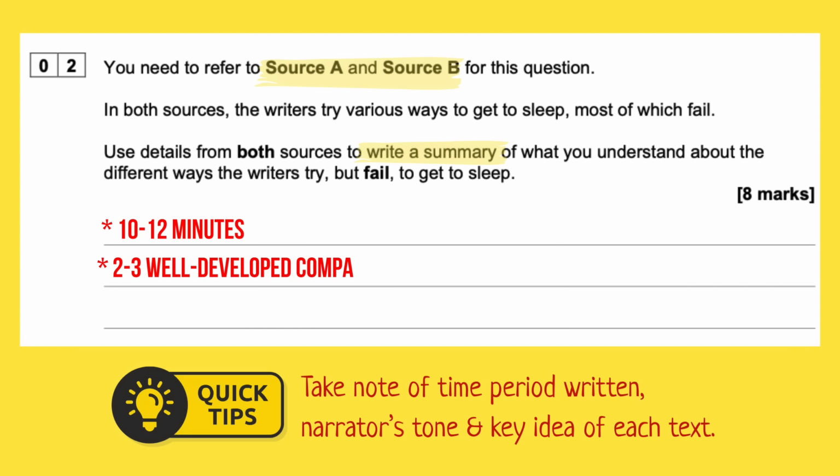Okay, so how long are we spending on this question? So for question 2, you're looking to spend around 10 to 12 minutes max, writing 2 focused paragraphs with well-developed comparisons between source A and B. Now I've put 2 to 3 paragraphs because I know some people's paragraphs are smaller than others, but just as long as you have the main points down and you've summarised the comparison well, that's what's important.